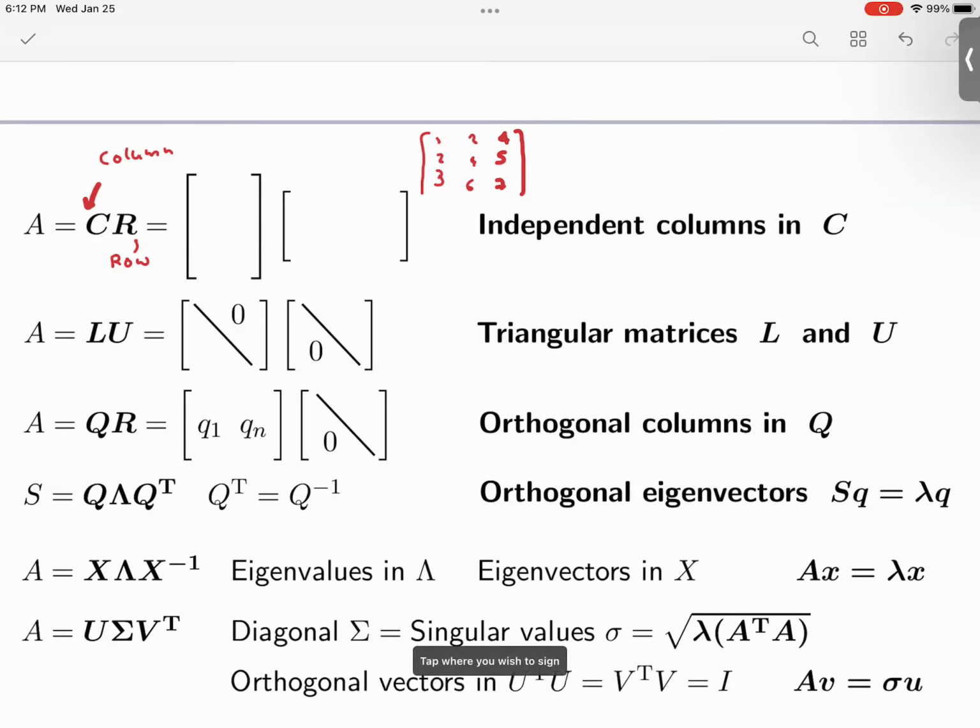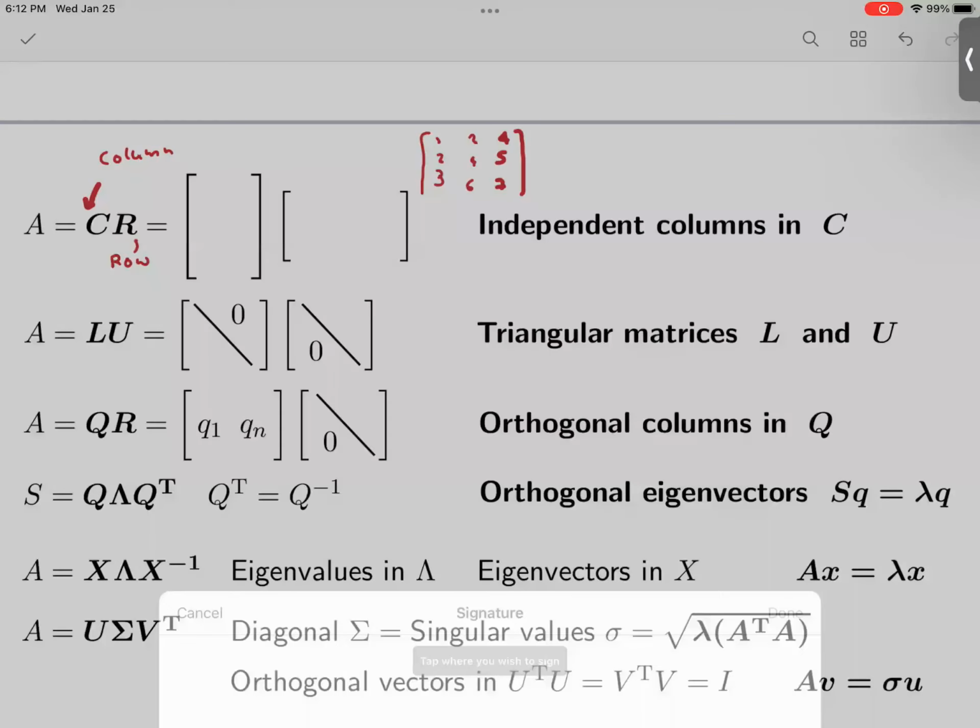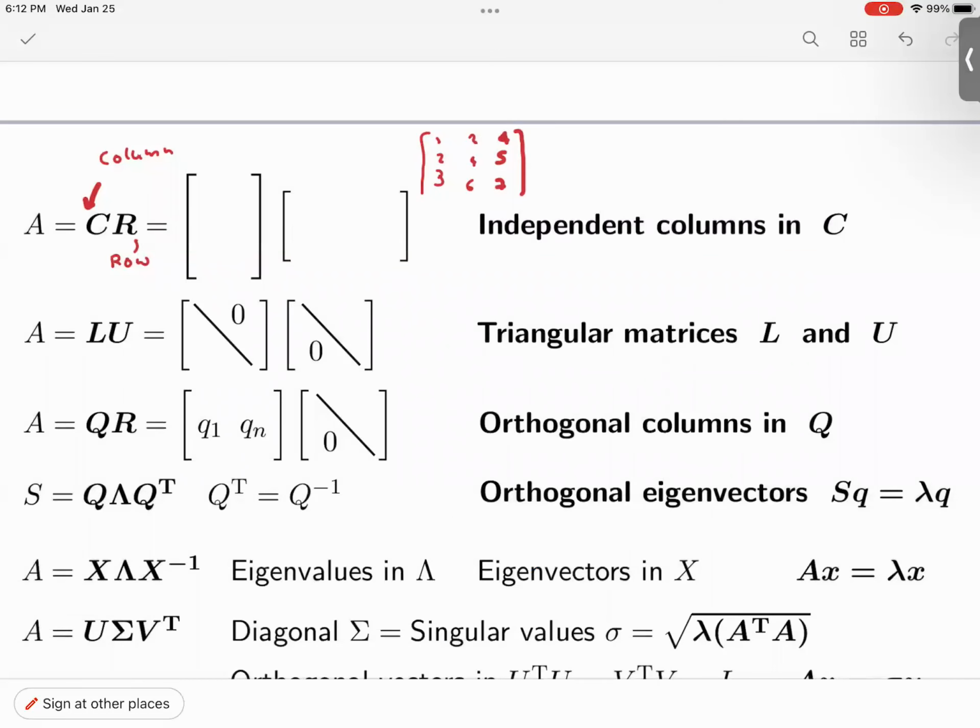Now, if you look at this matrix, understand the second column is a multiple of the first column, and the last column is an independent column. So basically, if I were to find the rank of this matrix, the rank is going to be 2. And now I want to decompose this matrix into its column and row format.